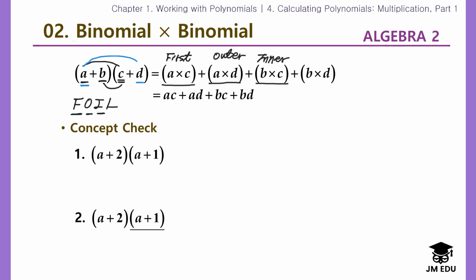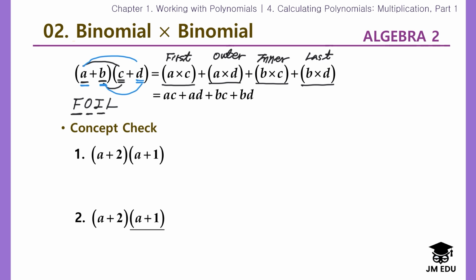L stands for last, the product of the last two terms. So B times D, right? It's right here, that's last. So A times C is AC, plus A times D is AD, plus B times C, BC, plus B times D, BD. Okay, that's the FOIL technique.